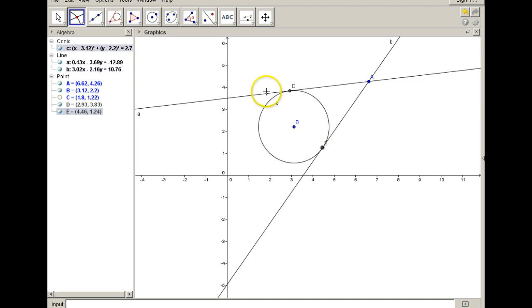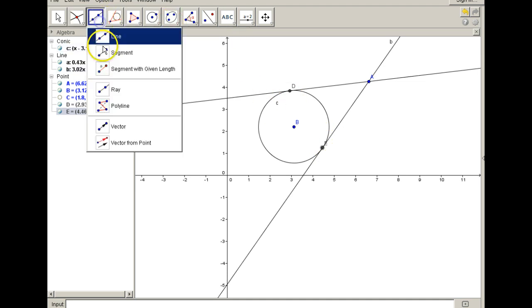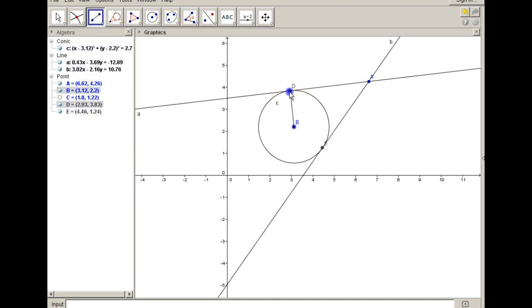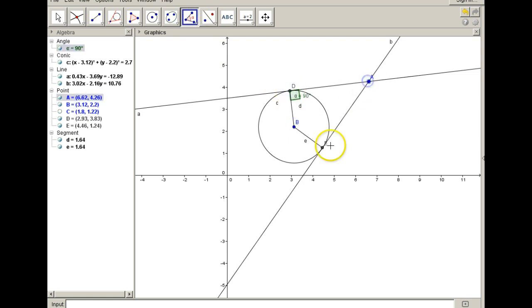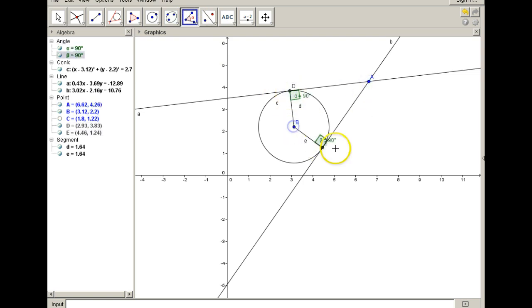So here we go, tangent line and the circle. We have those points, and let's remember that if we draw the segments and measure those angles, we have a very special property. Let's try that again. Measure angle BDA and measure angle AEB. The property is that those tangent lines are always perpendicular to the radius at the point of tangency. So that's important to remember.